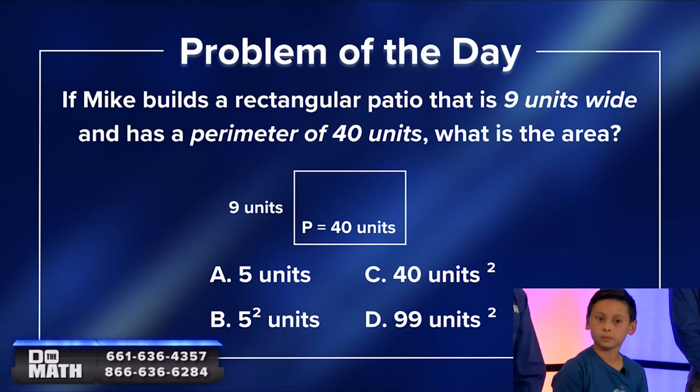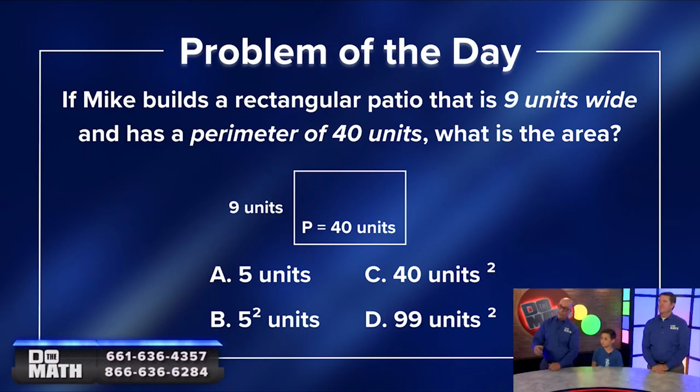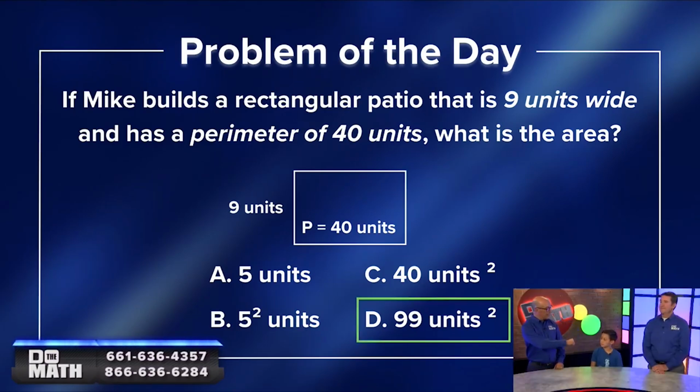Yeah. All right. So we know that the units are 9 and 11. So you think 99 is the correct answer, D? Yeah. All right, let's take a look and see if indeed you are correct. There you go, 99 units squared, dude. Nicely done. First problem out of the way.